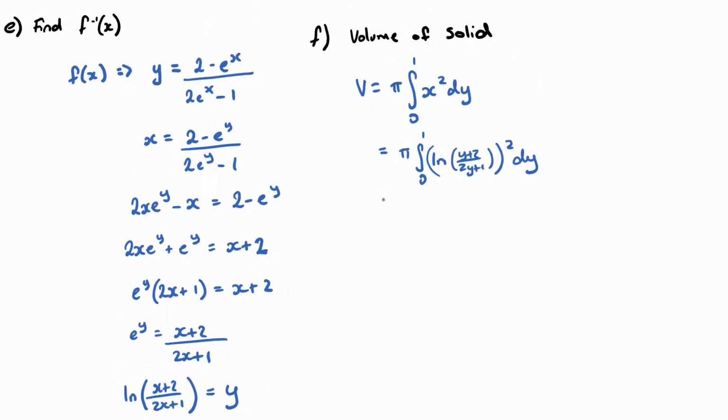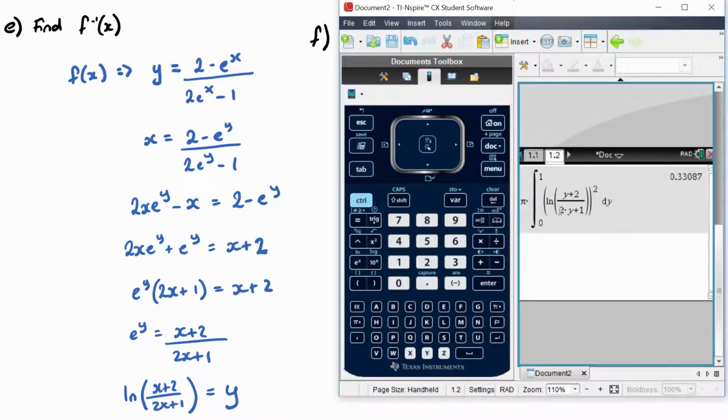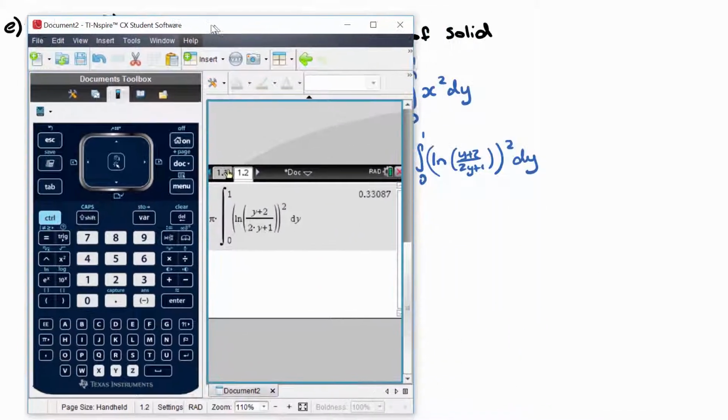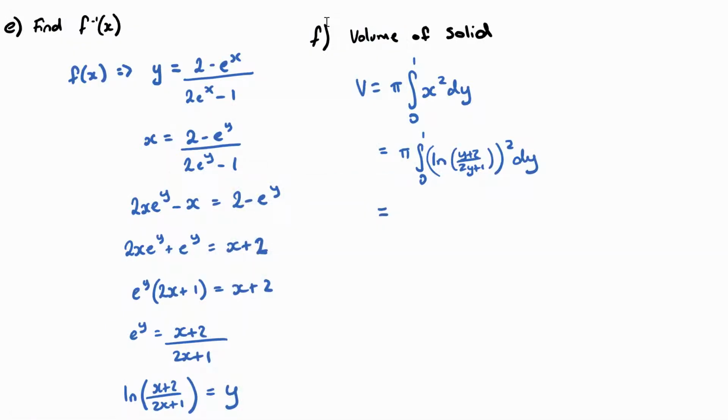Okay, so we can just put all of this into the calculator as a definite integral, and I've done that for us here. So I've put in the definite integral pi between 1 and 0 of ln of our whole function squared, and we get a volume of 0.331. So our volume is 0.331. Okay, that's the answer to part F.